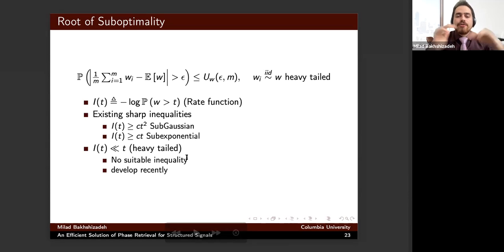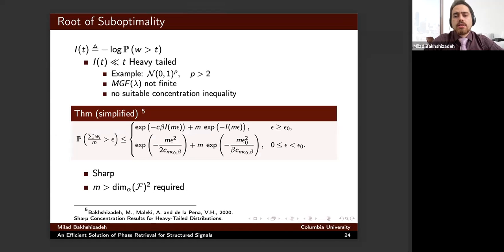And the point is, for sub-Gaussian and sub-exponential tails, there are very sharp and good concentration inequalities. But this is not the case for heavy tail distributions. So as soon as your rate function gets sublinear, we didn't have a suitable inequality until recently, when a few papers came out. And one of them is the result that we in fact developed for the analysis of our proposed method.